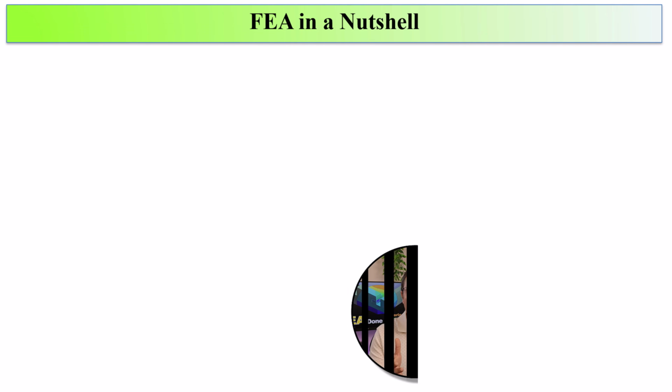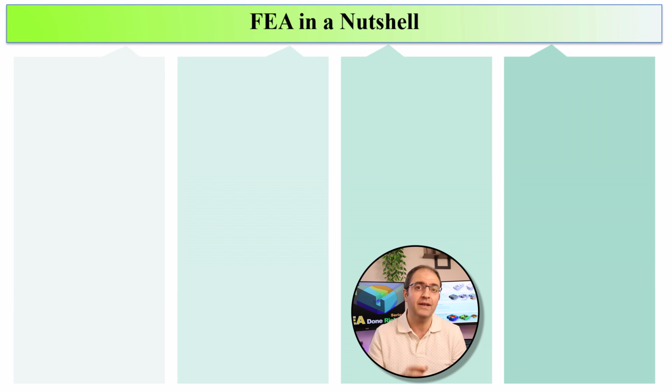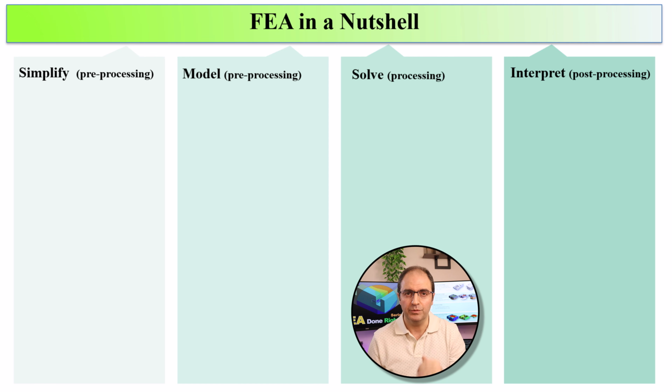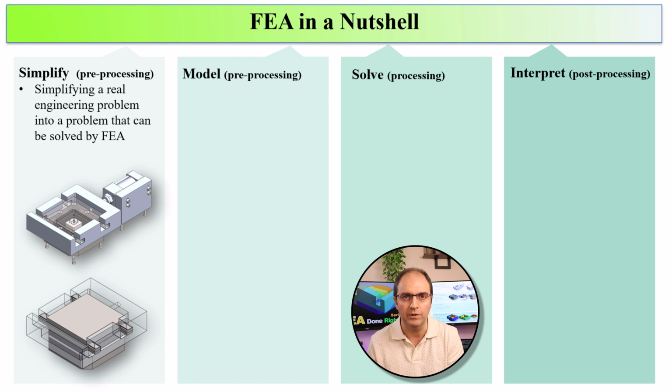In most projects, the process falls into four main stages: simplify, model, solve, and interpret. We must remember that our theoretical foundation and engineering intuition and judgment are essential tools in these stages. Now let's briefly cover each stage. First, we simplify the real-world problem. This is the first part of pre-processing.